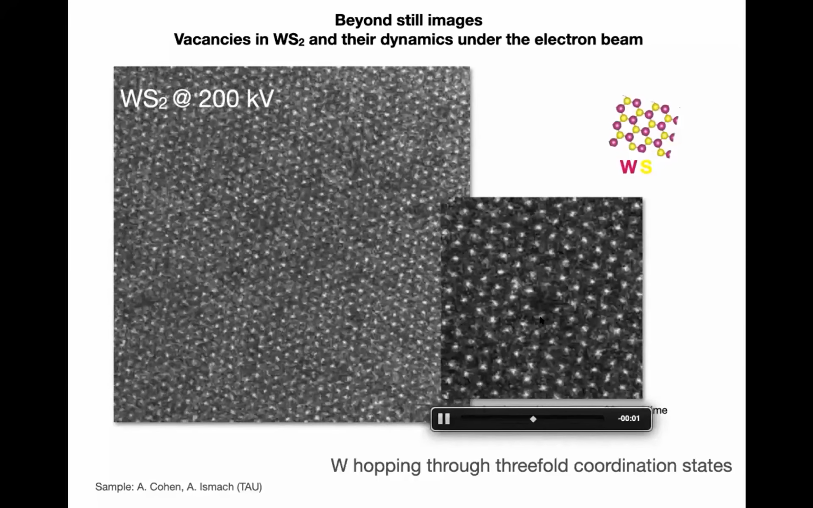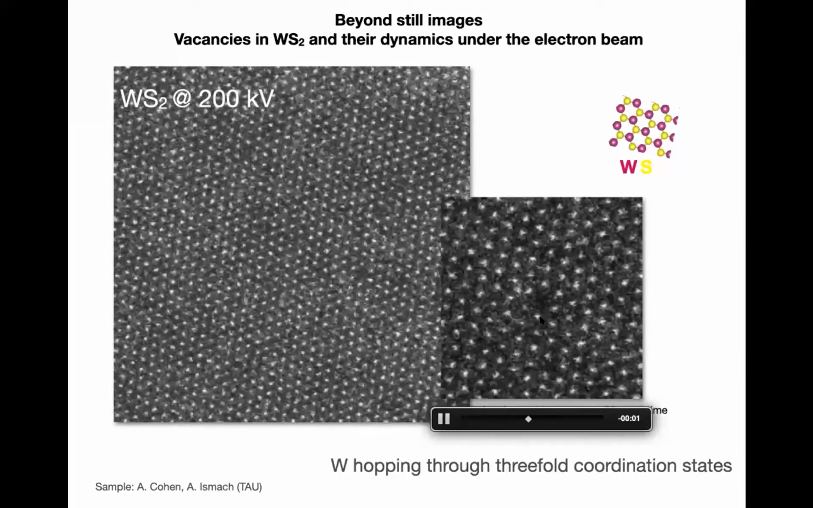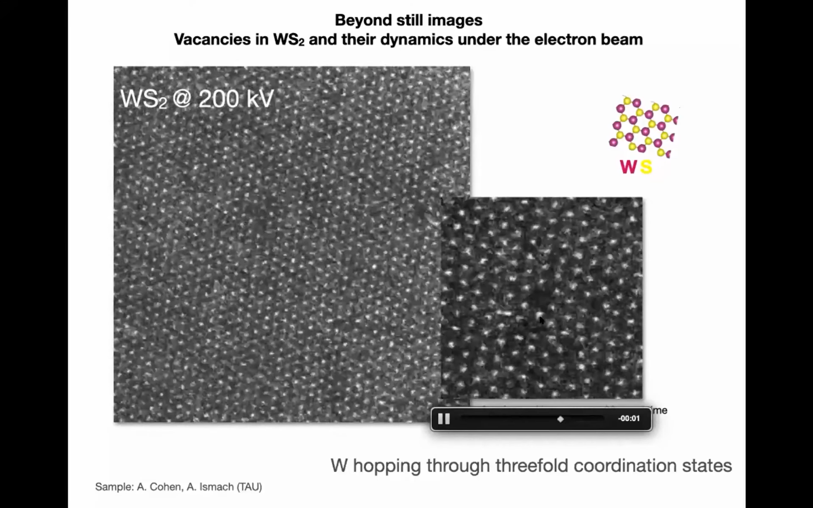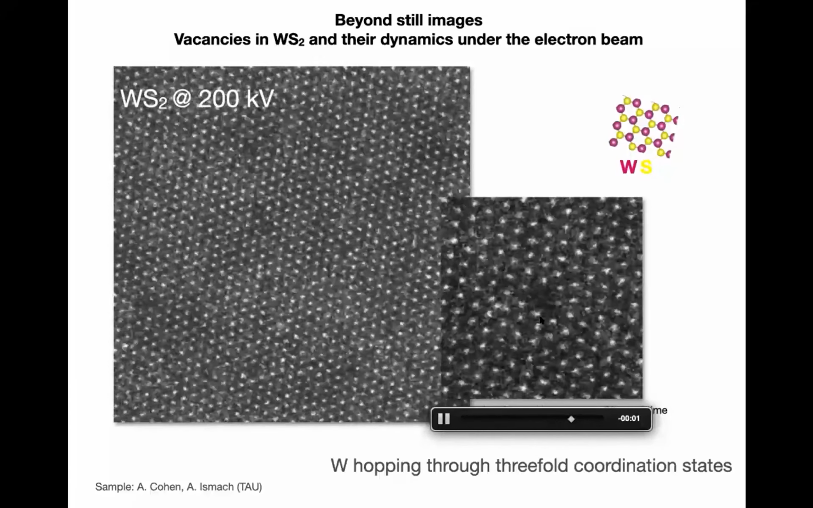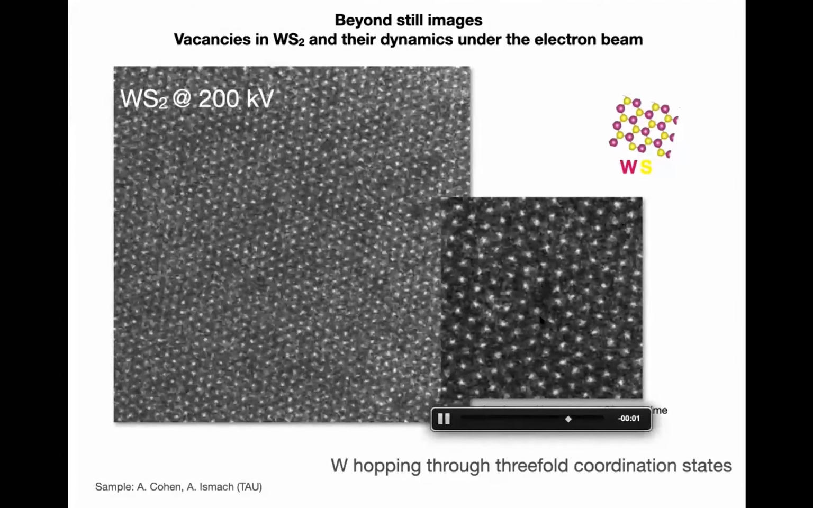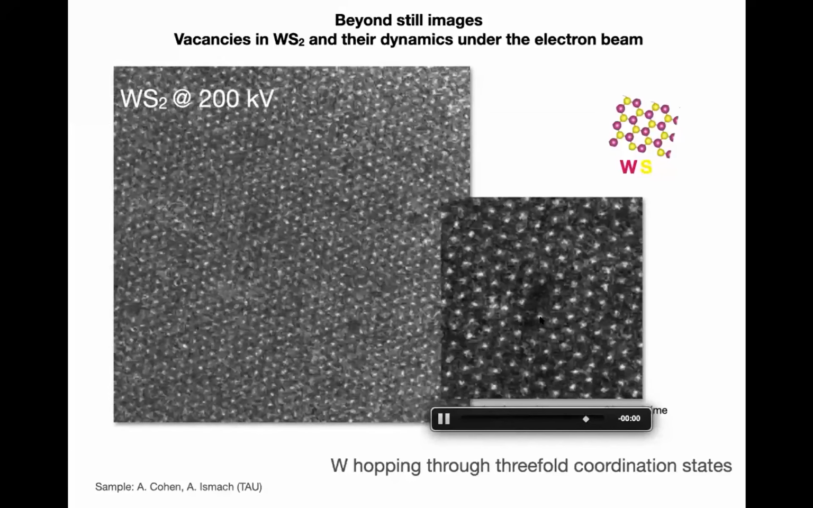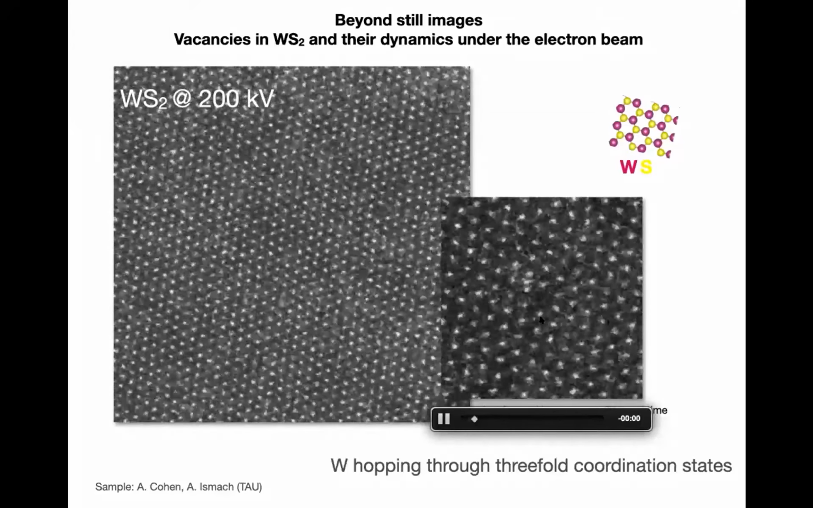It's not finding any stable position inside the defect anymore, but it's rather going around next to the lattice, and it's hopping between threefold coordination states. So this is a looping movie taken over something like 30 seconds in a microscope. So it's a little bit speeded up for display here. But it already shows that there is also dynamics in the defect.